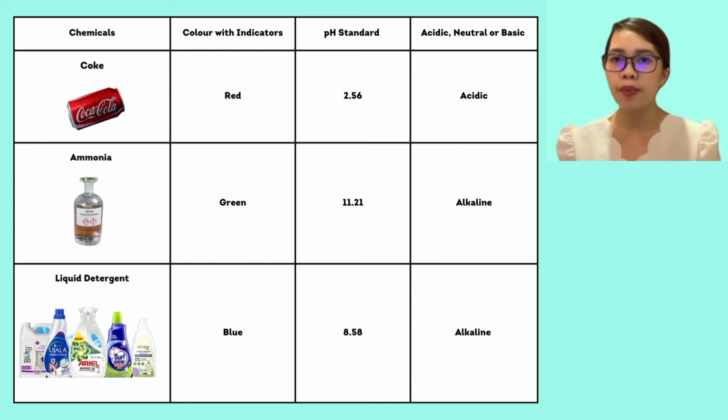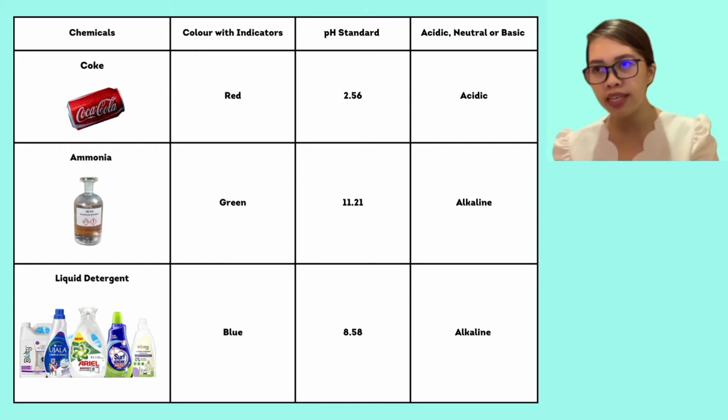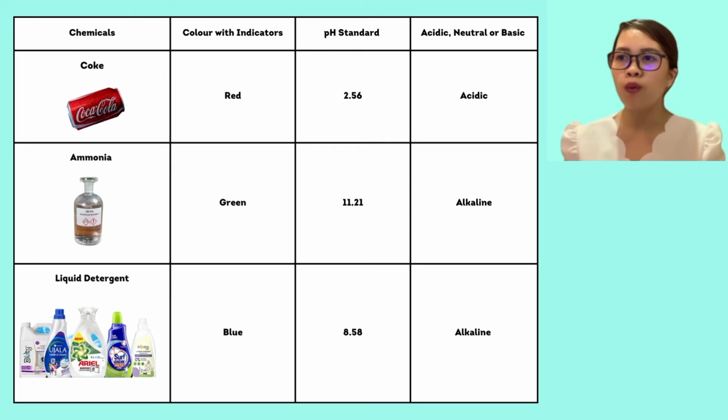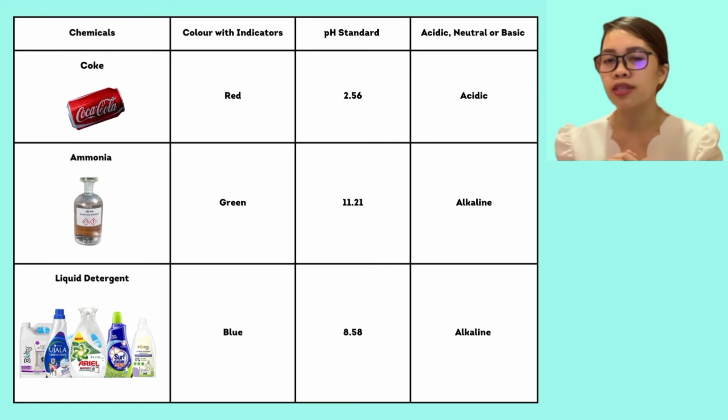Next is ammonia. The solution of ammonia and red cabbage juice shows that the color with indicator has turned to green, and the value for pH standard is 11.21. This shows that the solution is alkaline. And for the liquid detergent, the color with indicator is blue, and the value for pH standard is 8.58. This also shows that the solution is alkaline.